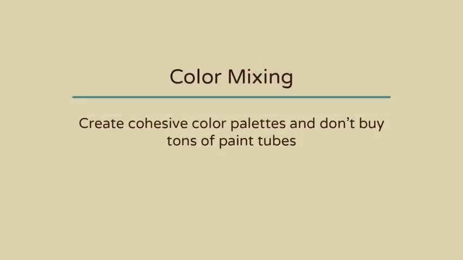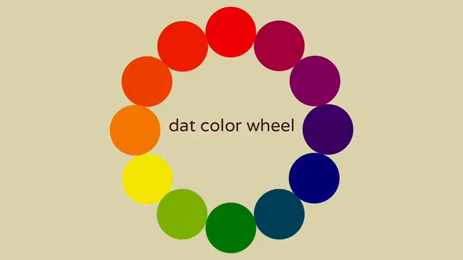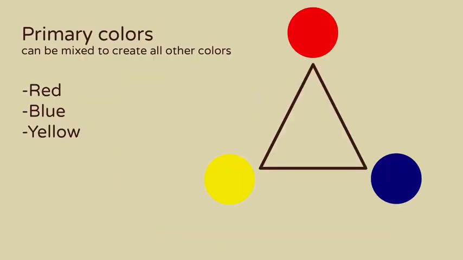It's important for you to know how to mix your own colors to make your color palettes appear cohesive. It is also cheaper than buying a tube of paint for every color. So here's how to paint a color wheel from scratch. All you need to start are the three primary colors, red, blue, and yellow. All other colors can be created mixing these in different ways.